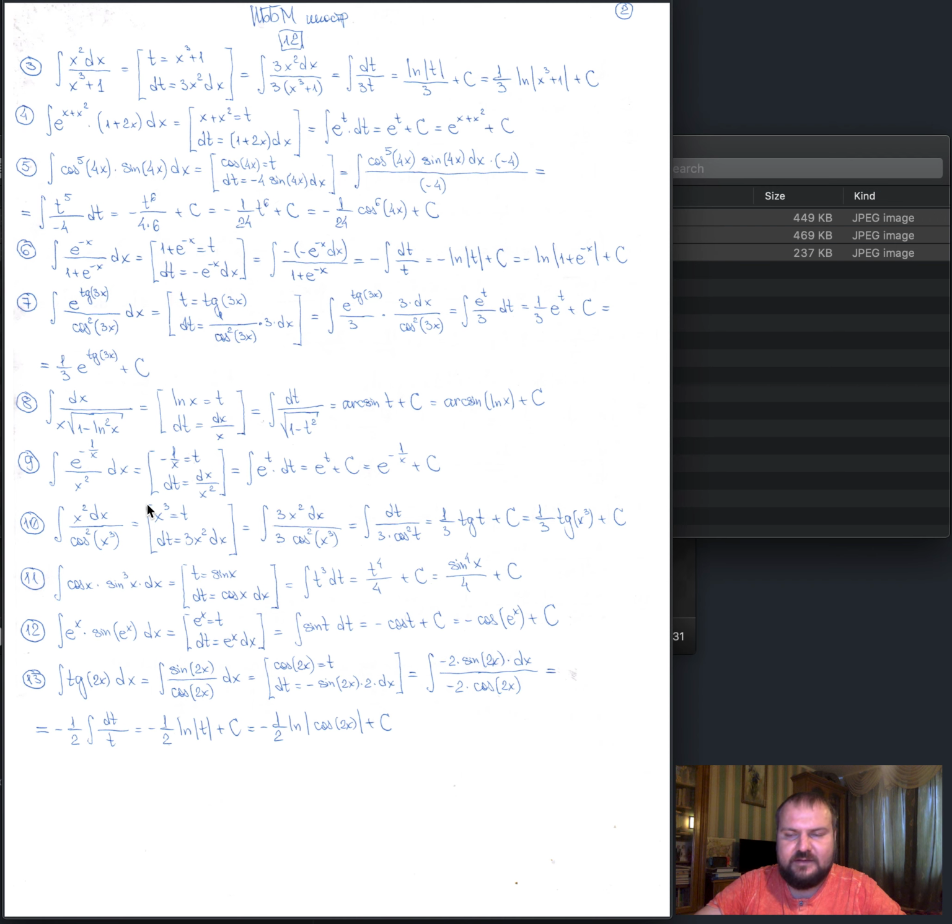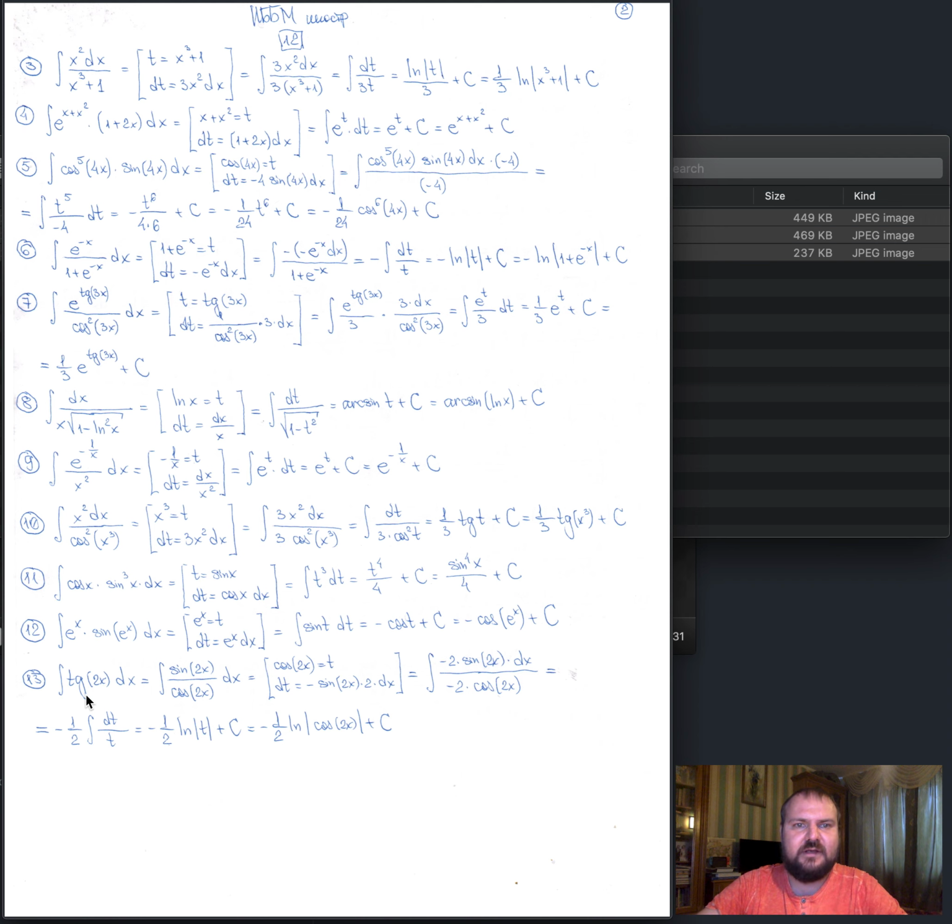We find that dt, the differential, would be equal to dx divided by x squared. An easy way to rewrite it: the integral of e to the power t dt. The answer would be e to the power t plus a constant, and we return to the initial variables. It would be e to the power minus 1 by x plus a constant.